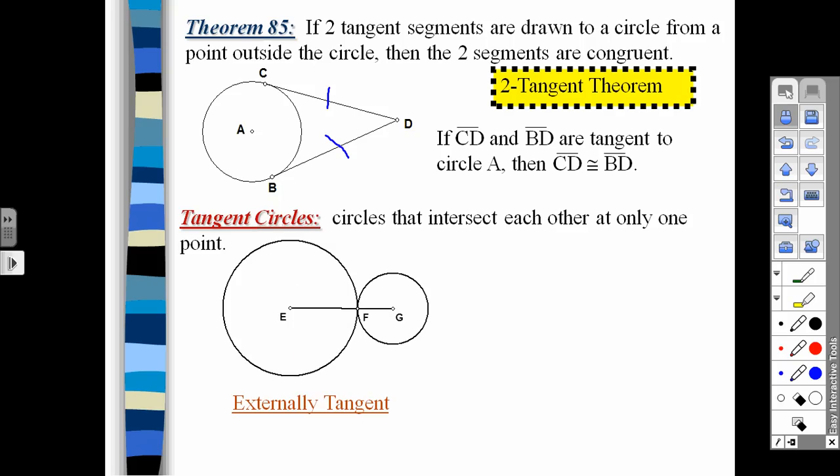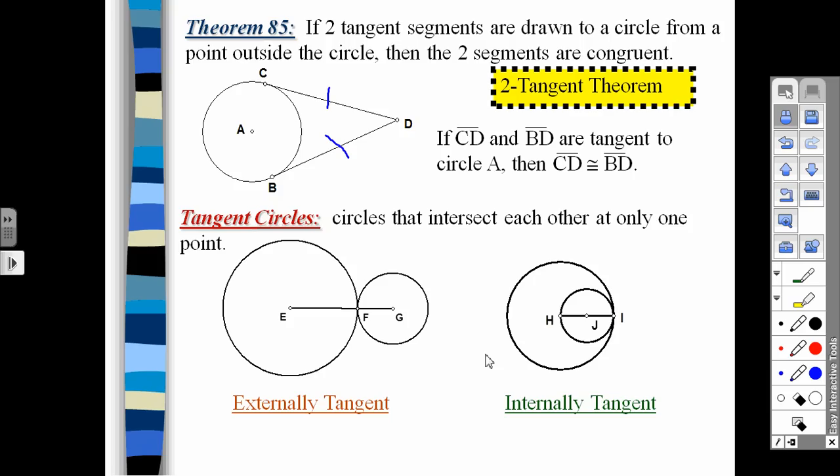So there's externally tangent, which looks like this, and you can see that right here at point F is where they are tangent to each other. And then there's internally tangent, where you have one circle that's inside the other circle. And this smaller circle could be as big as you want it to be. I mean, it could go all the way out here, right? Or it could be really tiny. But you can see that the two circles only intersect each other here at point I.